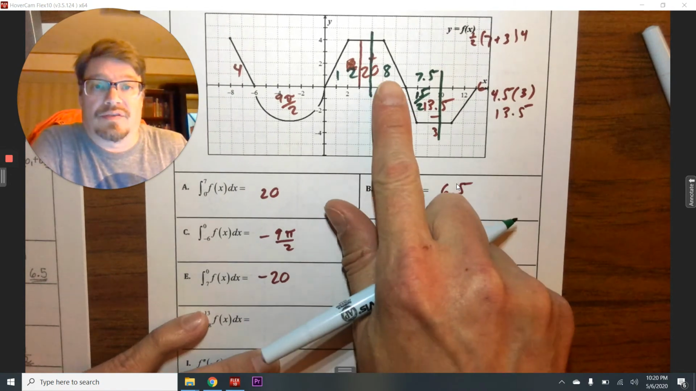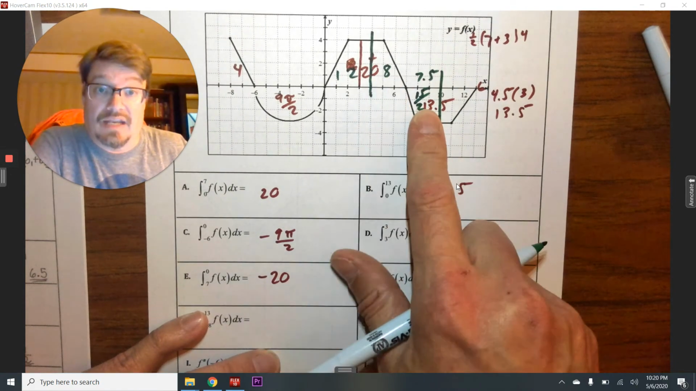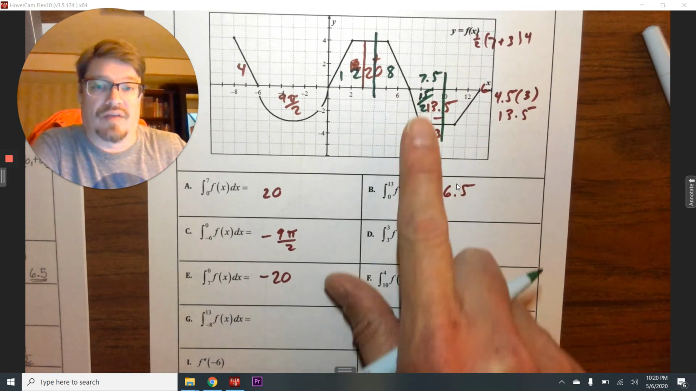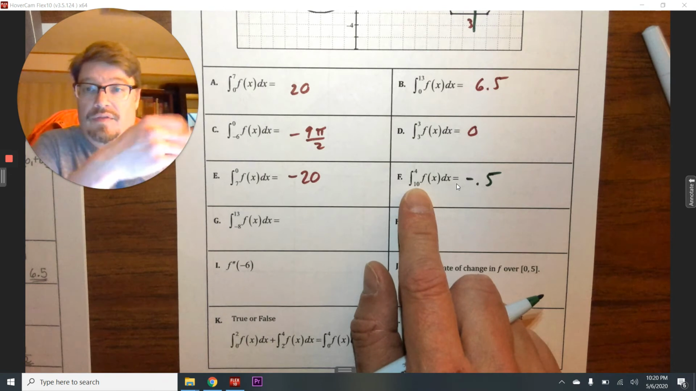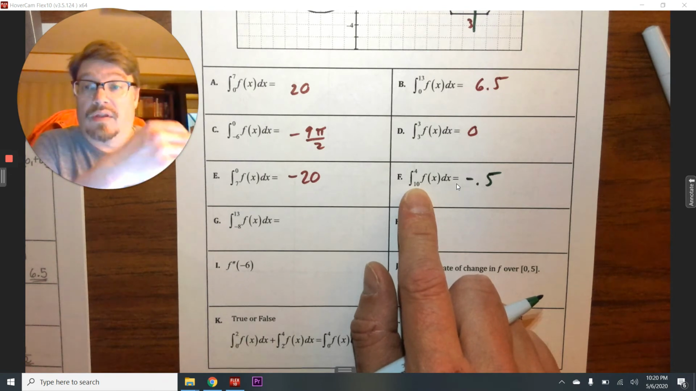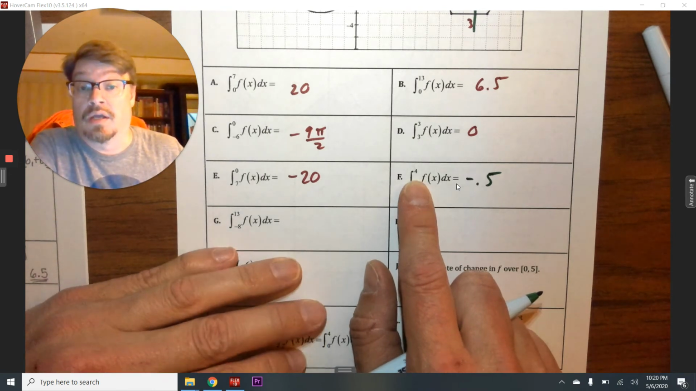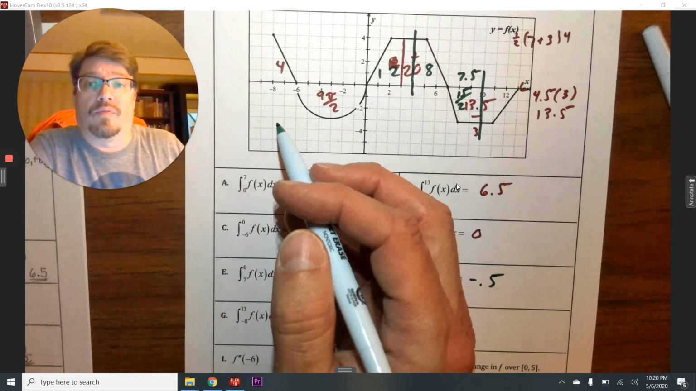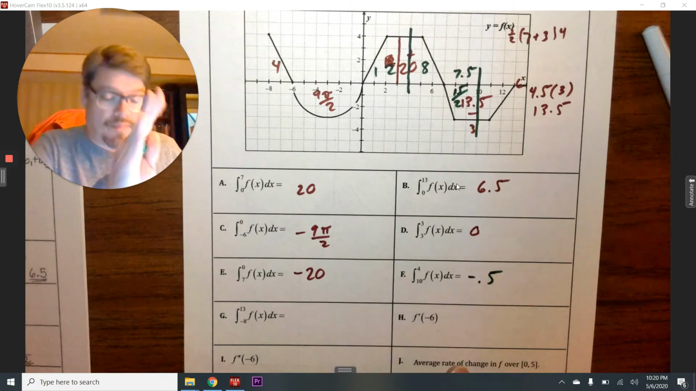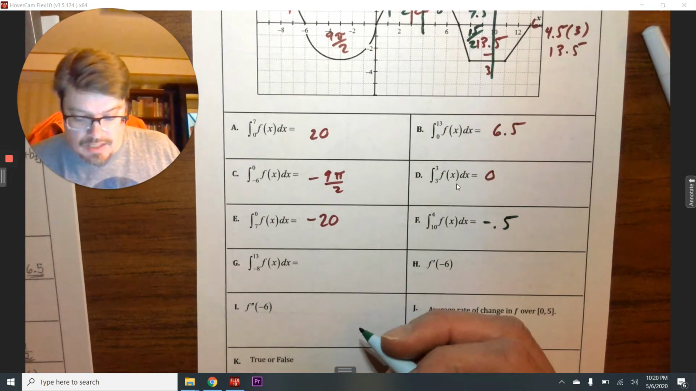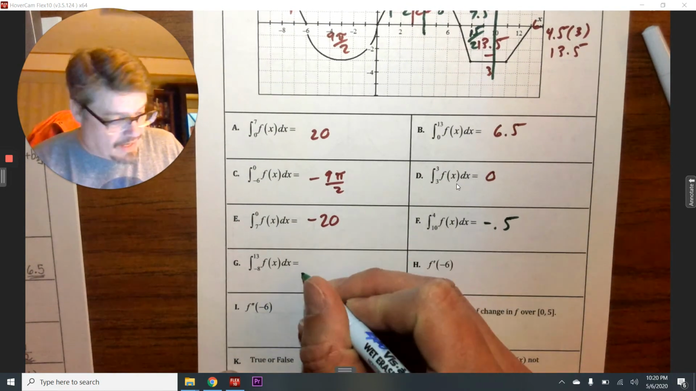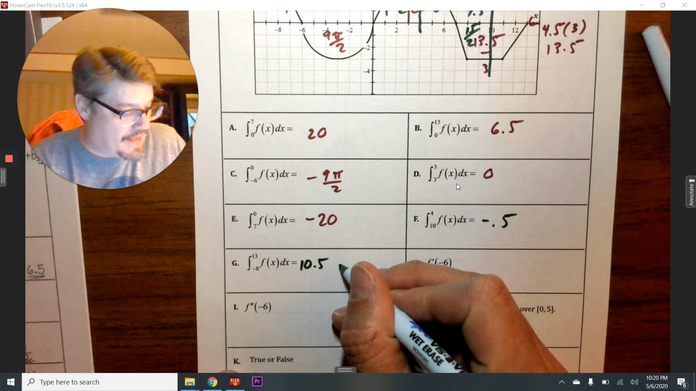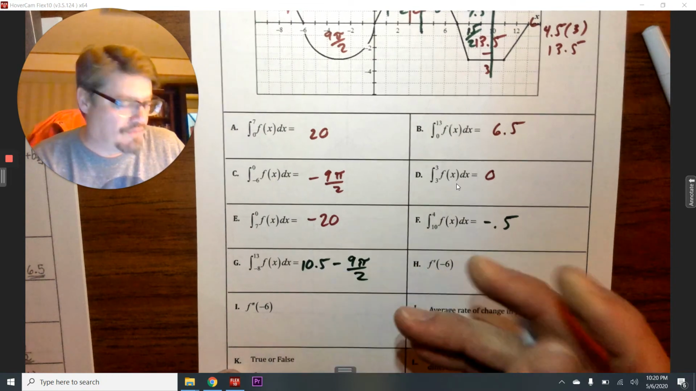It's positive 8, negative, but because it's a positive 0.5, the upper and lower limits are reversed. They're going the wrong direction. And so negative. All right. So negative 8 all the way here, add them all up. And it looks like for G, we got 10.5, and then we are going to subtract 9 pi over 2, whatever that is.